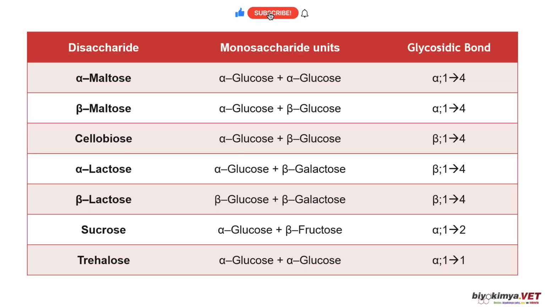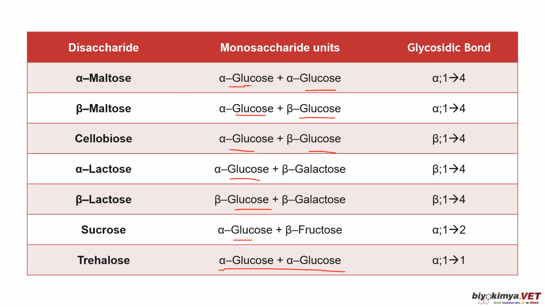And here is, in my opinion, a perfect table for you to study the disaccharides, their monosaccharide units, and the glycosidic bonds. Look at the table for 5 seconds to realize an interesting thing. And yes, look at the monosaccharides. Look at the number of the glucoses here. Glucose, lactose here, glucose, again glucose, and glucose.